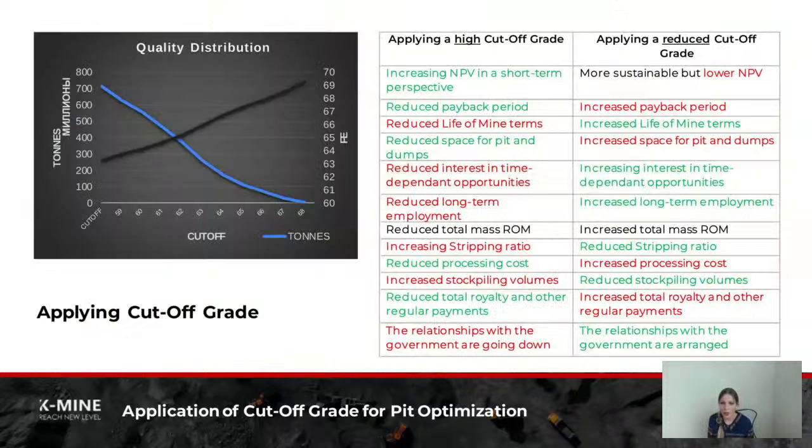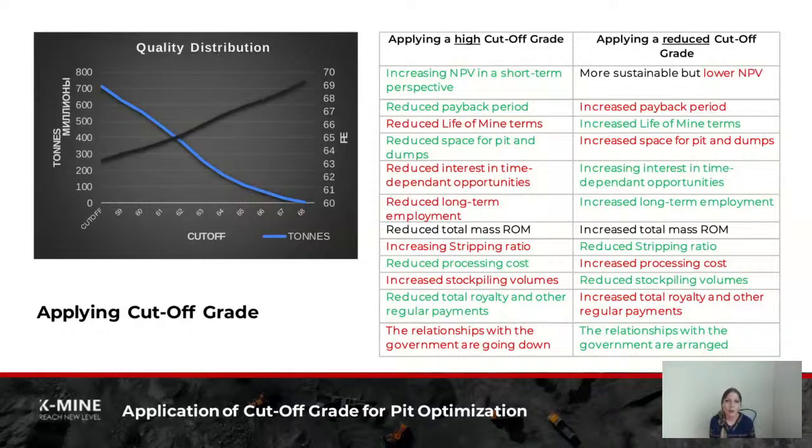So if we slightly expand our view on the influence of cutoff grade, we can see that it also affects the physical aspects of a mine. For example, the size of the pit, dumps, warehouses, even factories. And it also affects the price of the final product, cash flows, and other economic indicators.